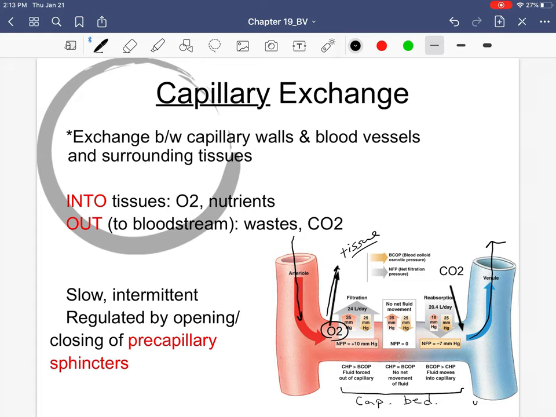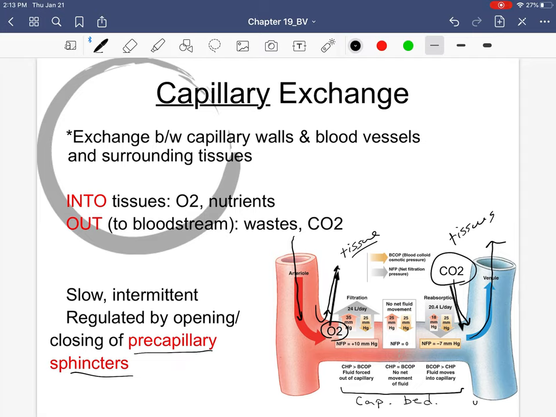In the capillary bed, not only is it important to drop off needed nutrients, including oxygen, glucose, and so forth, the capillaries are also an important part of picking up waste products. The best example of that is carbon dioxide. Carbon dioxide that's built up in the tissues moves back into the veins. The veins will take it back to the heart. The heart takes it to the lungs. And then we're able to breathe out the CO2 to permanently get rid of it.